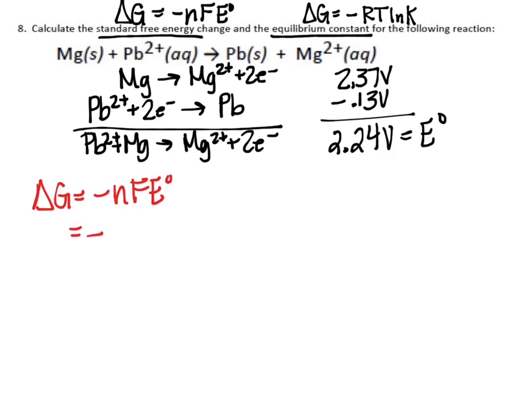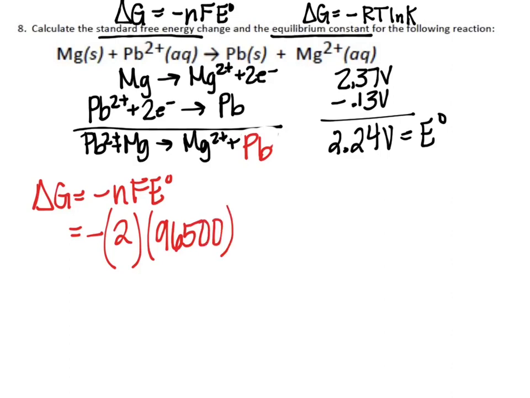What's our number of moles of electrons? 2 moles of electrons. Oh, that should be Pb right there. Yeah, I saw you guys look at that. Is this the Faraday constant that we're using? Yes, it's on the reference sheet. So 2 moles, our Faraday constant is 96,500, and our E naught was 2.24 volts.